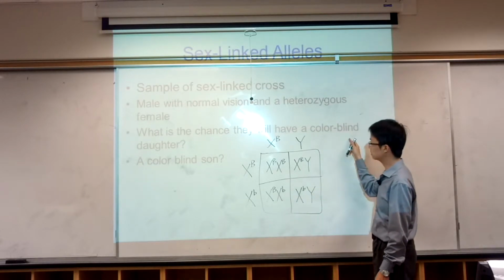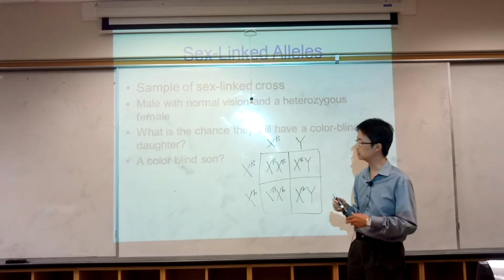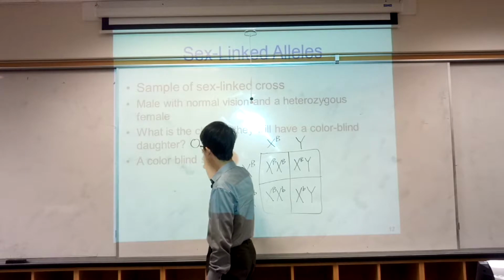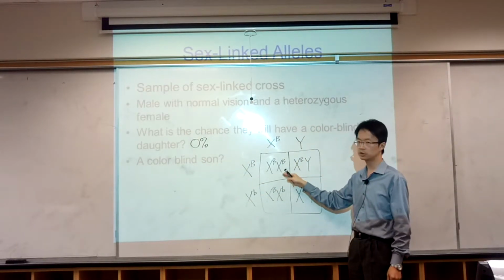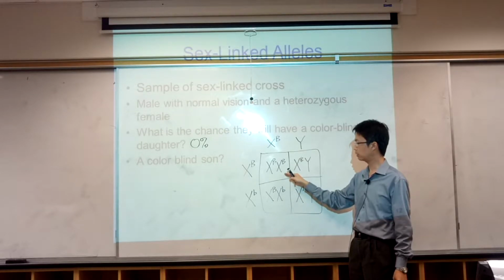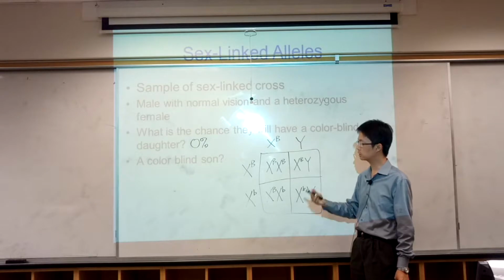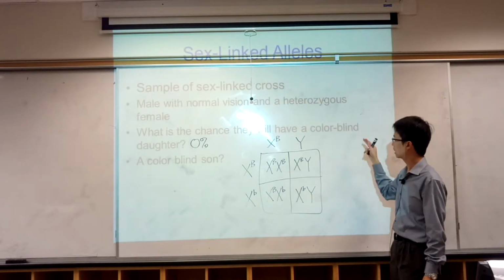So the colorblind daughter, what will be the percentage? That means you have 0% chance to have a colorblind daughter. Because you have 50% chance to get the normal healthy daughter and 50% chance to get the carrier daughter. So you have 0% chance to get the colorblind daughter.